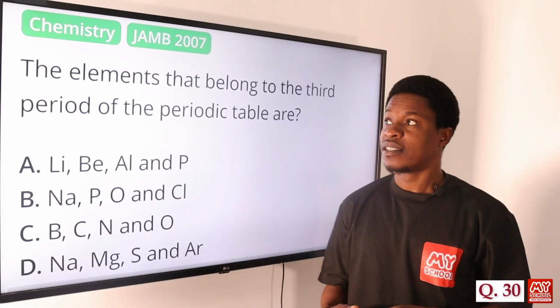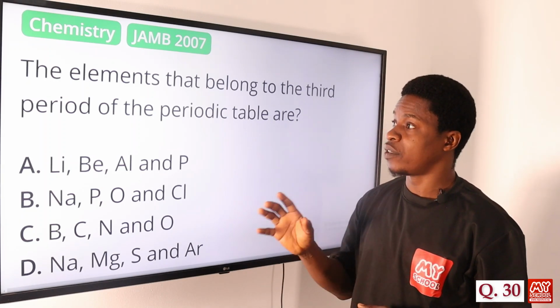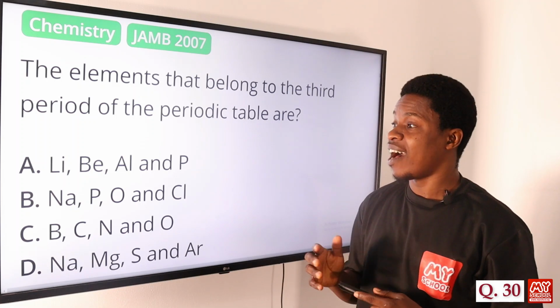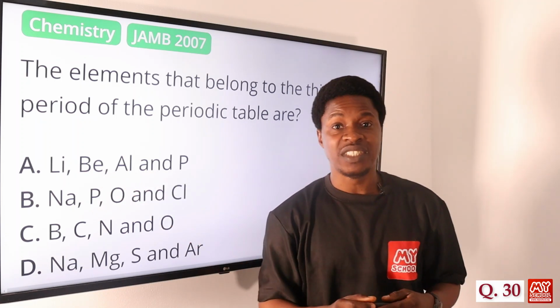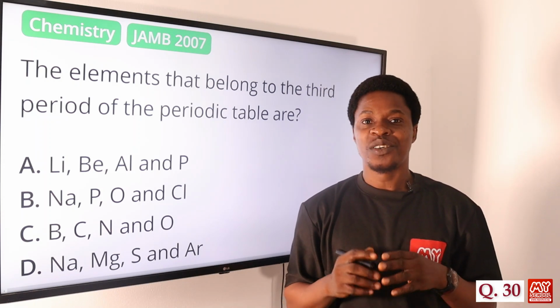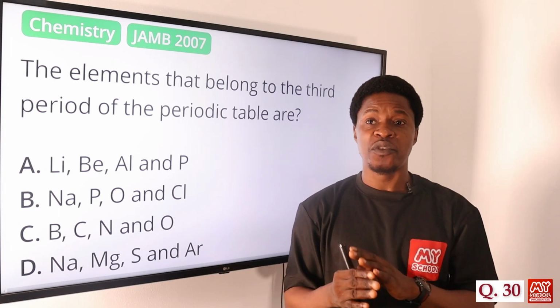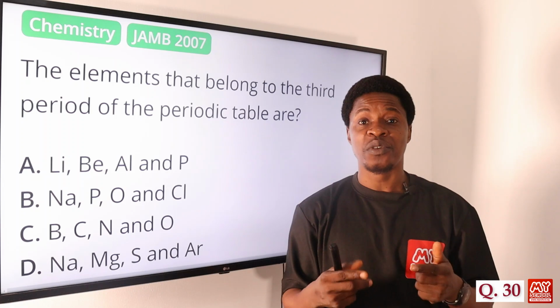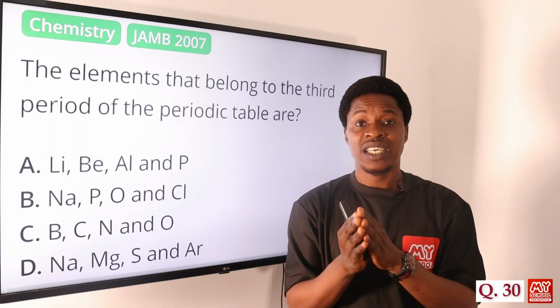Question 30. The elements that belong to the third period of the periodic table are what? Lithium, beryllium, all of this. So of course, if you know your first 20 elements, it is expected, as a science student or chemistry student, to know your first 20 elements. Even if you don't, I will always recommend that you should know your first 30 elements.